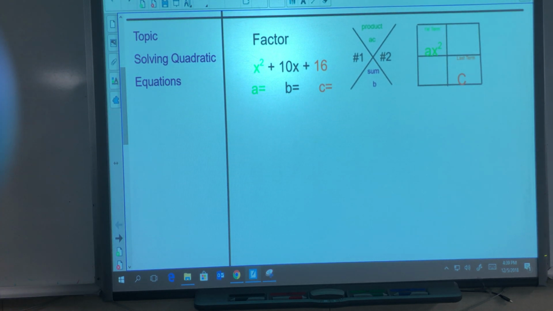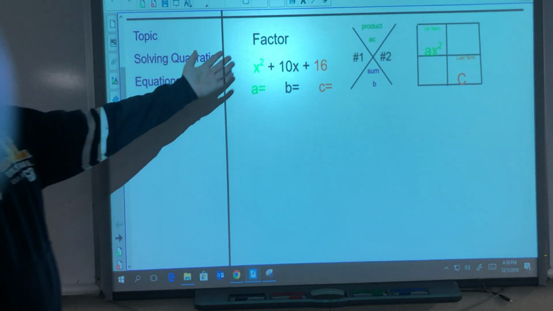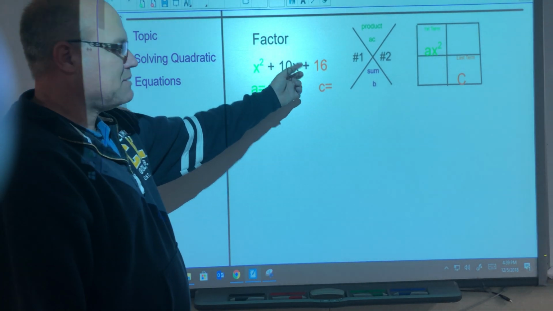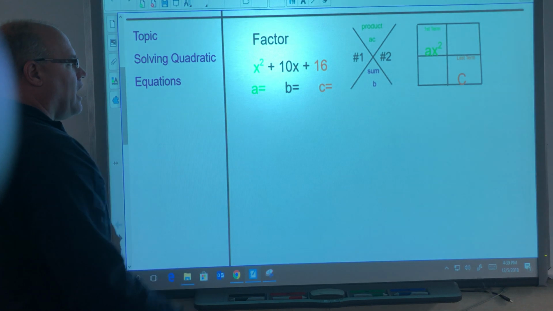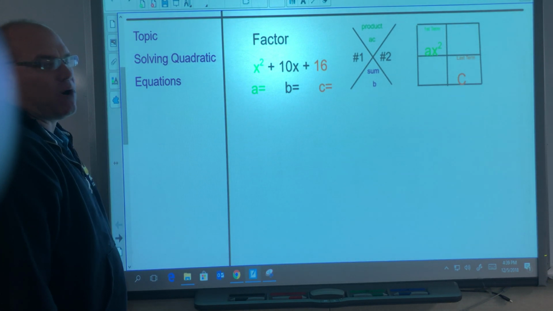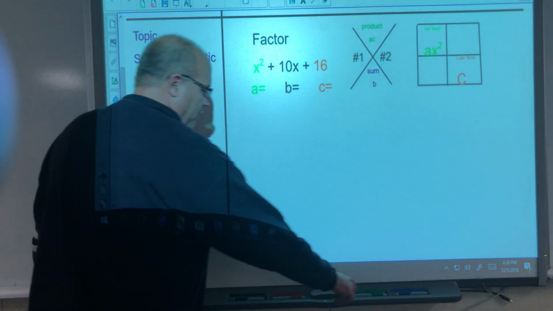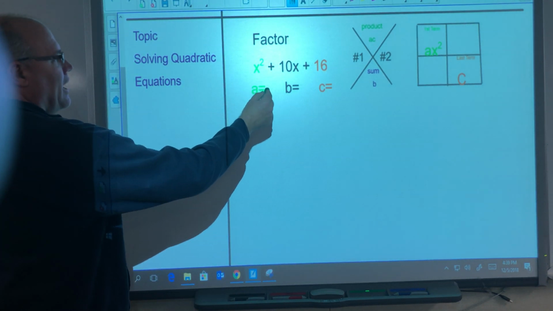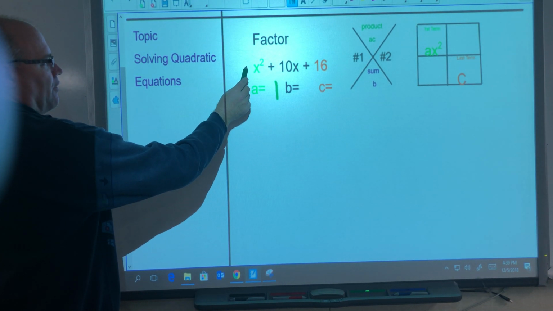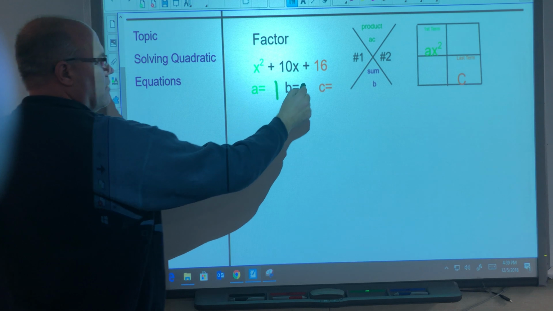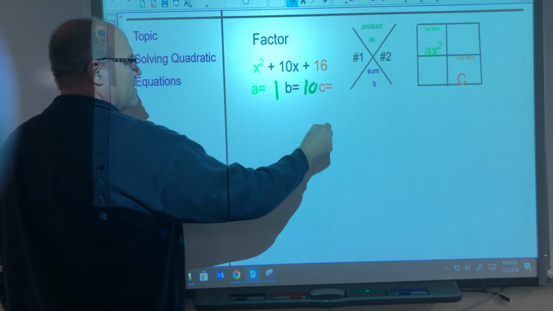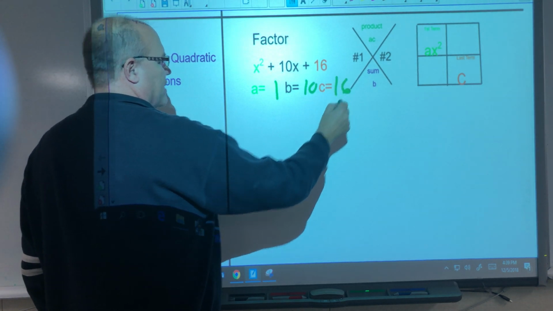All right. Factor, here's our problem. We're going to factor x squared plus 10x plus 16. This is an algebraic expression. It's a quadratic expression. So first thing, we know that a equals 1. The coefficient of x squared is 1. B equals 10. And C is 16.